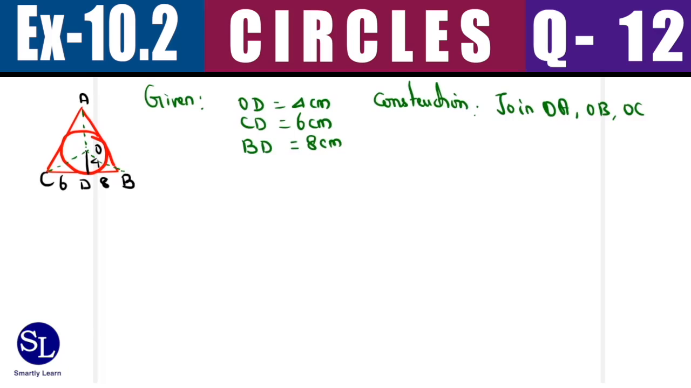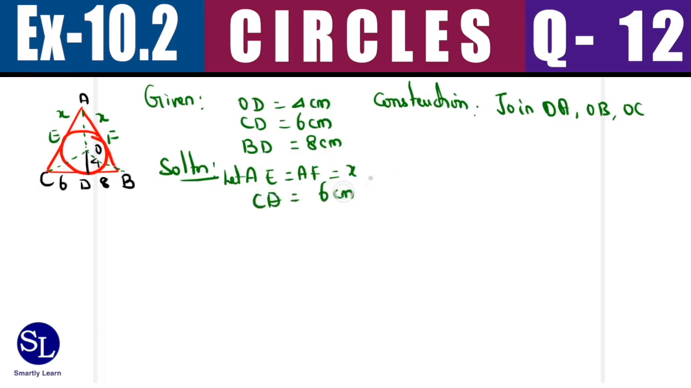Let's start to write the solution for this. Let's mark these points. If this is D, I'm marking the other points as E and F. So if AF is x, then AE is also x. Let AE is equal to AF is equal to x units, tangents from an external point. CD is given to be 6 centimeters and BD is given as 8 centimeters.